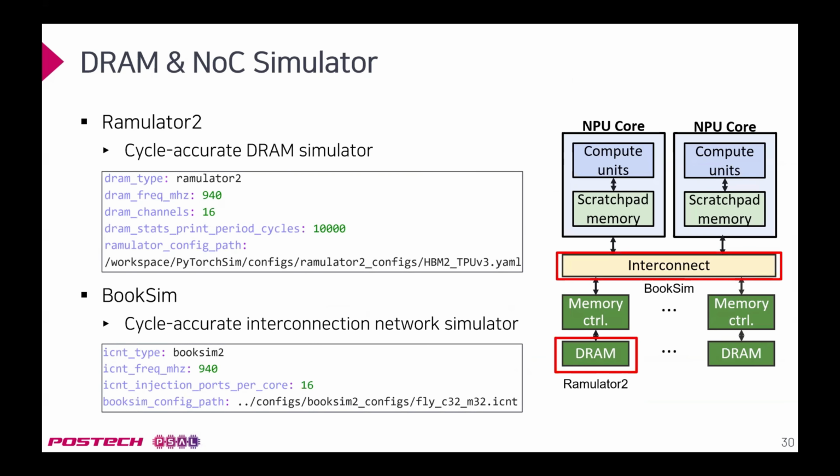The first is Ramulator, which is a cycle accuracy DRAM simulator. In the configuration, you specify parameters like DRAM type, frequency, and number of channels. And the second is BookSim, a cycle accuracy interconnection network simulator configured with parameters like interconnect type, frequency, and number of ports.